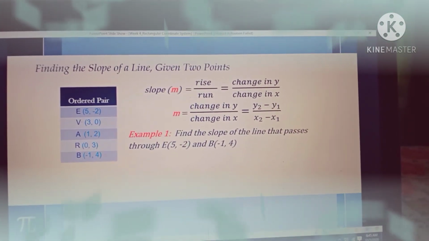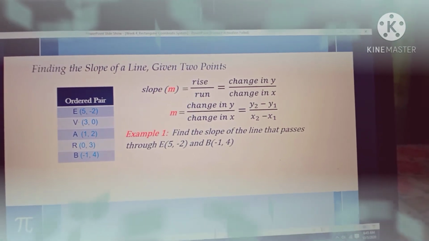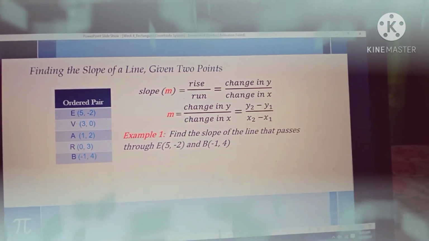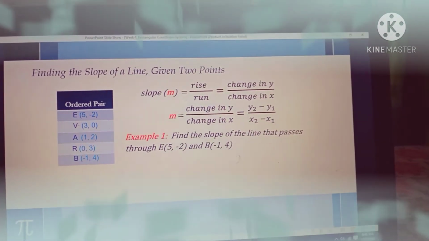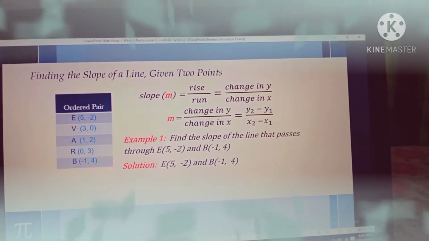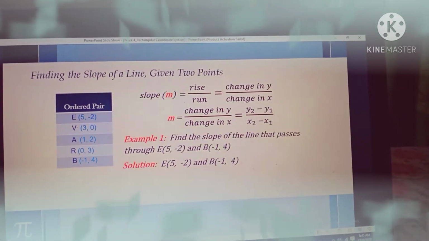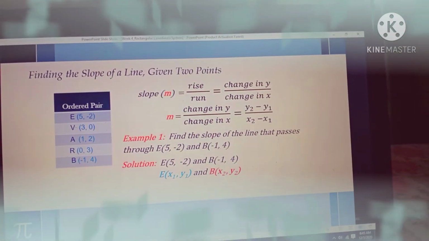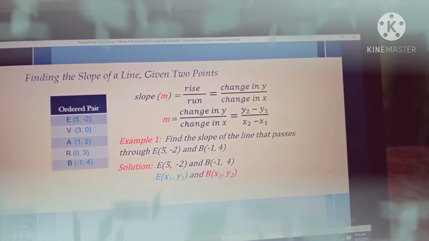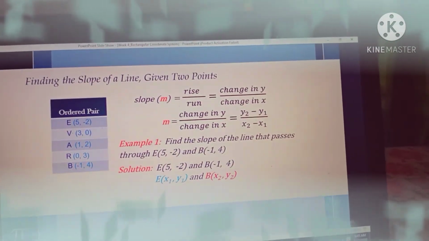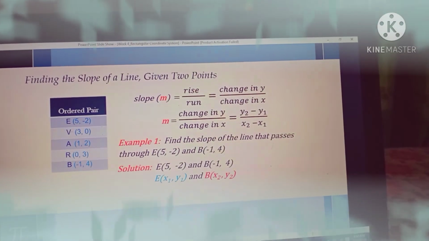So let's have an example. Find the slope of the line that passes through point E, 5, negative 2, and point B, negative 1, 4. So, let's have the solution. First, let's identify the x sub 1 and the y sub 1, and the x sub 2 and the y sub 2.